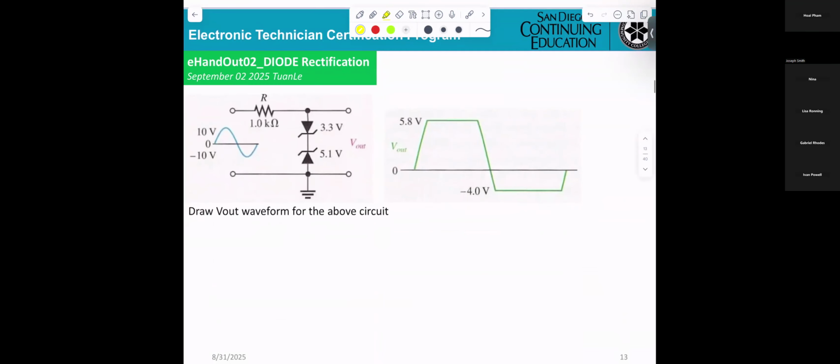Also, given to you is a sine wave, 10 volt to minus 10 volt, and the output will show which diode is broken down and which diode works normally. Draw the Vout wave for the above circuitry. Then they become on that one.